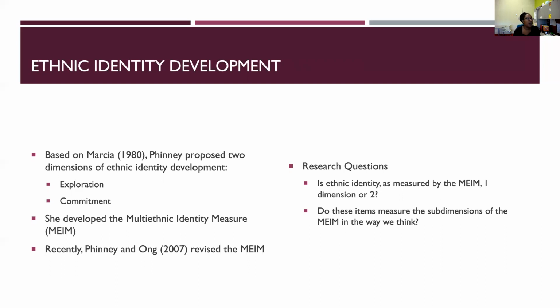Okay, so to measure these 2 constructs, Phinney created the Multigroup Ethnic Identity Measure, which we usually refer to as the MEIM. And well, I guess it says recently, but that was many years ago. So in 2007, Phinney and Ong revised the MEIM and created the MEIM-R. So the MEIM originally had 14 items, the MEIM-R has 6 items. And so we're going to be dealing with the MEIM-R, those 6 items today. So some research questions that we could have about the MEIM-R would be, is ethnic identity as measured by the MEIM-R 1 dimension or 2? And do these items measure the subdimensions of the MEIM in the way that we think they do?